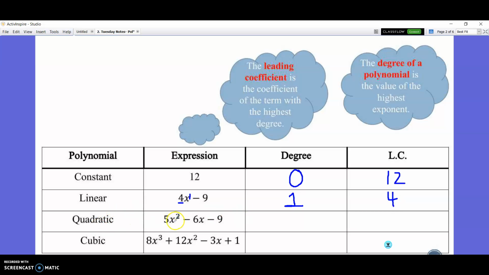For a quadratic, if we look here, our highest exponent is 2, so that's what my degree is. And then the leading coefficient, the coefficient for that 2 is 5. So leading coefficient is 5. Here, the last one is a cubic. So our highest exponent is 3. So my degree is 3. And then the leading coefficient for that is 8.